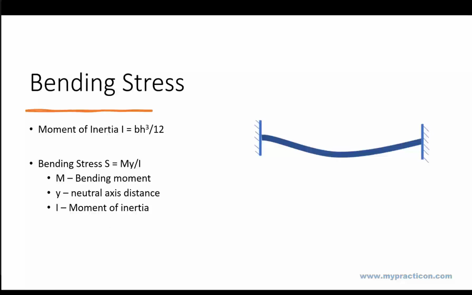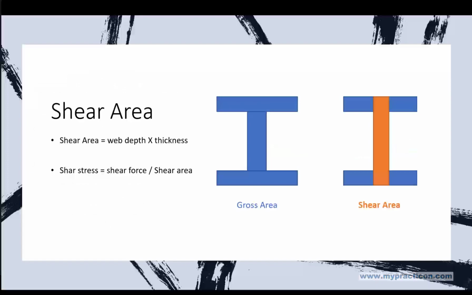Now come to the shear stress. Shear stress depends on the shear area. How will the shear area be calculated? It depends on the direction of the force acting on the element. For example, in this I section, the highlighted area, web times thickness of the web, is the shear area if the load is acting in the direction of the web. So the shear stress is nothing but shear force divided by the shear area.